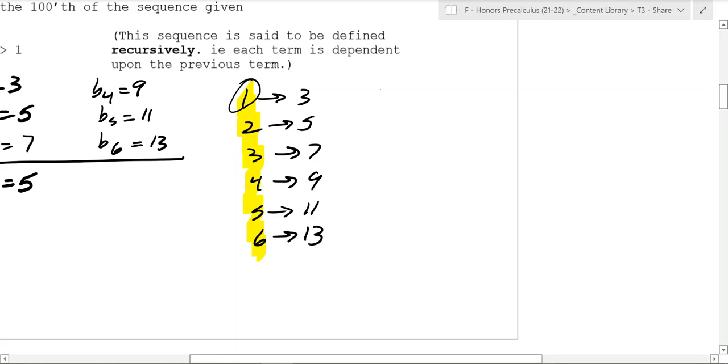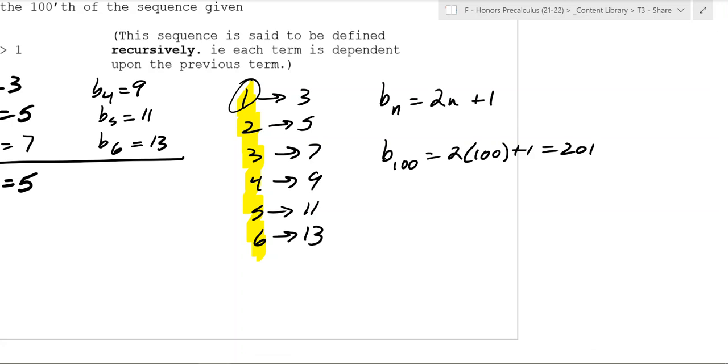So you end up with the explicit formula, Bn is going to be 2 times n, and this is plus 1. So for example, if we wanted the 100th term, it would just be 2 times 100 plus 1 is 201. And we wouldn't have to find all of the terms in front of it.